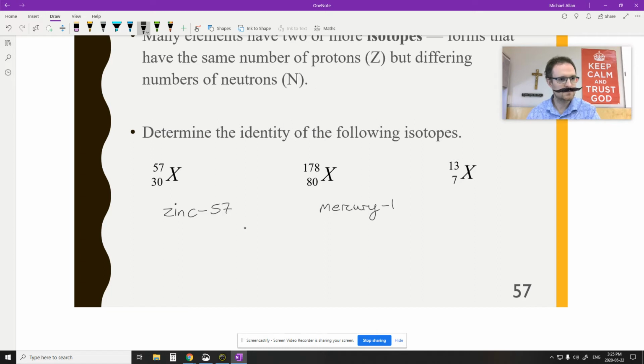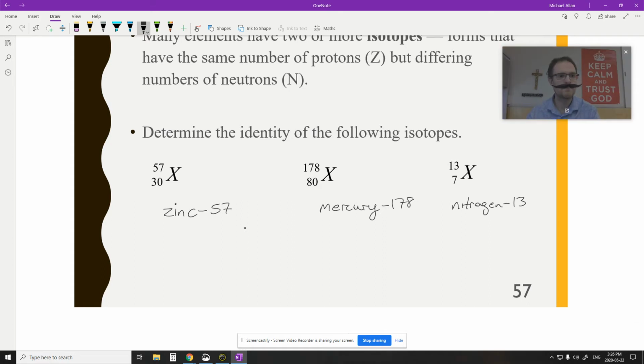Mercury. And this is mercury 187. Is that a heavier or lighter version of this? It's a much lighter version of mercury. Mercury is usually at least 200 or 201. This last one here is nitrogen. It's nitrogen 13. Nitrogen is usually 14. Cool.